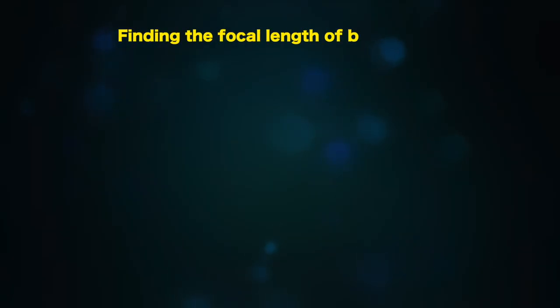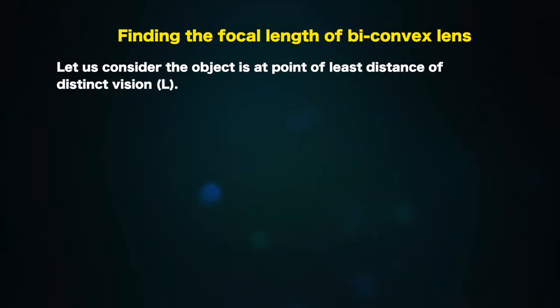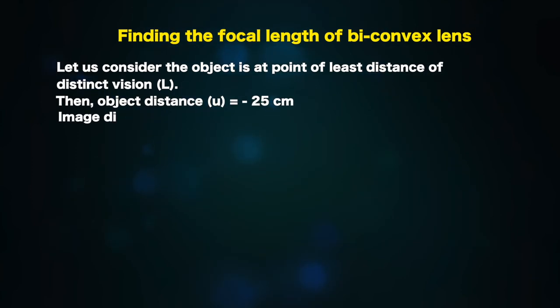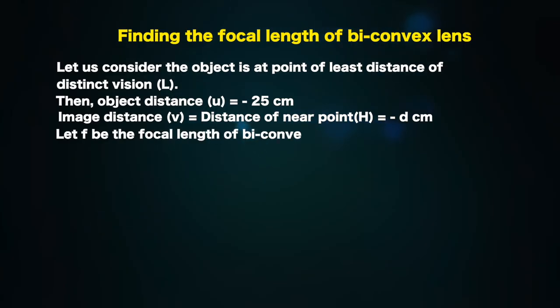Finding the focal length of the biconvex lens. Let us consider the object is at the point of least distance of distinct vision L. Then the object distance u is equal to minus 25 cm. Image distance v is equal to the distance of near point H, that is equal to minus d centimeters. Let f be the focal length of the biconvex lens.